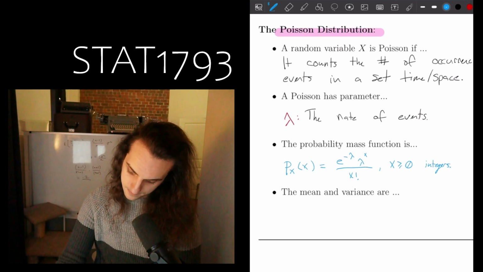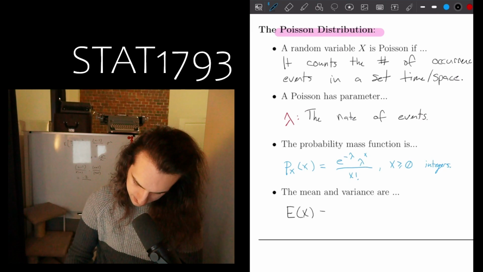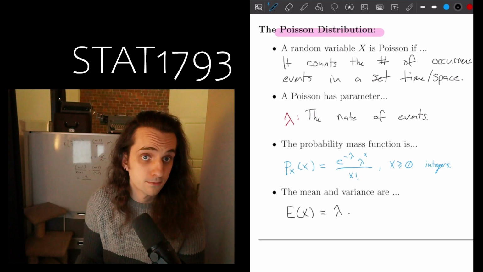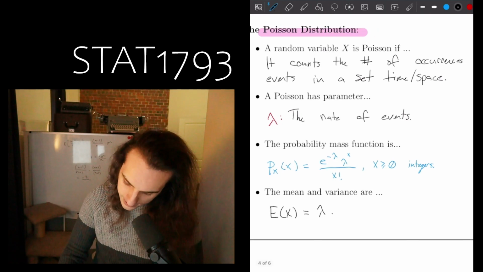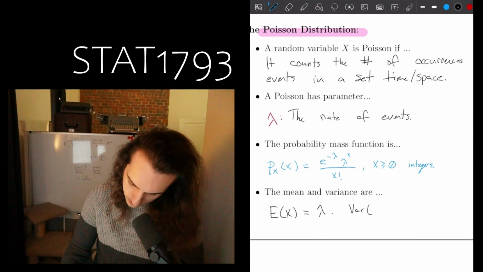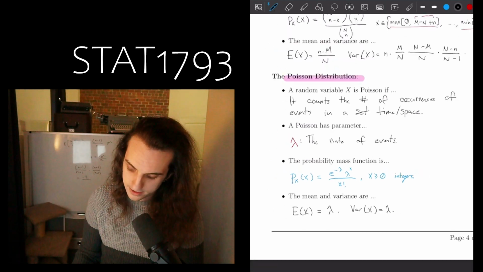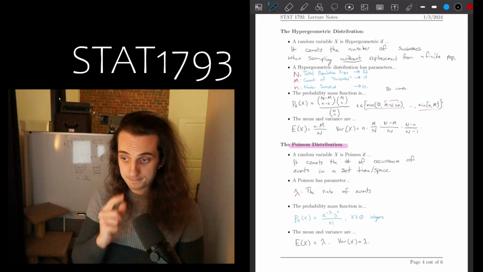Now, the Poisson distribution is interesting because the expected value is going to be lambda, which makes sense. This is the average rate of occurrence. If 10 people arrive per hour, then we expect to see 10 people in an hour. But the variance is also going to equal lambda. And so the Poisson has this interesting trait whereby the expected value and the variance are exactly the same.